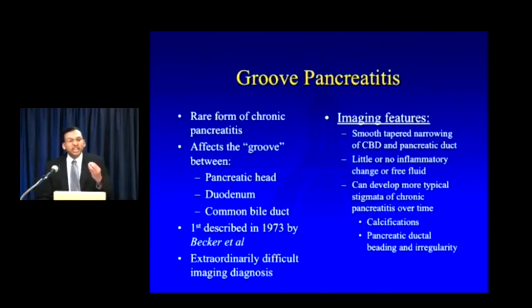You're looking for sheet-like curvilinear hypodense soft tissue in the pancreatic or duodenal groove, usually with smooth tapered narrowing of the distal CBD and the pancreatic duct, but no stigmata of traditional edematous pancreatitis. You're not going to see inflammatory change, you're not going to see free fluid. It's going to look kind of like sheet-like tumor. Now, over time, these patients do have the traditional risk factors for chronic pancreatitis, so they will develop the traditional stigmata, including calcifications, dilated pancreatic duct, beading, and irregularity.